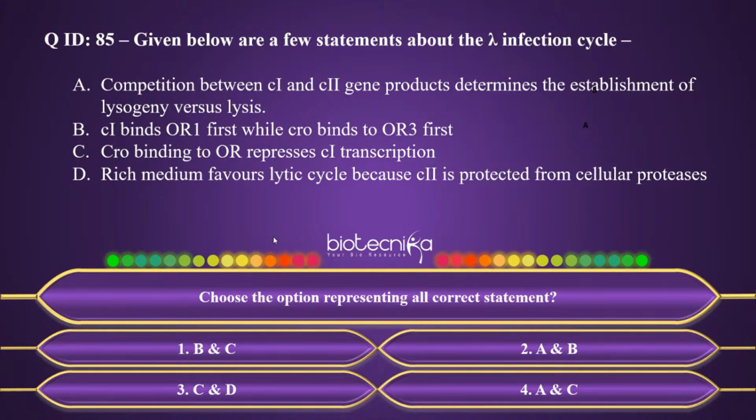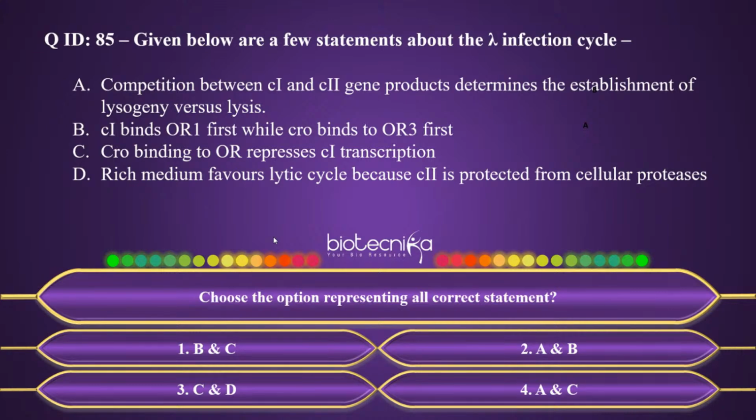The second option says that C1 binds to OR1, an operator region, right? OR1 first, while Cro binds to OR3 first. Option C says Cro binding to the OR represses C1 transcription. And the last option says the rich medium favors the lytic cycle because C2 is protected from the cellular proteases. So which one of the following options is the correct one regarding the lambda infection cycle? If anybody has studied this lambda infection cycle, this question would have been easy for them.